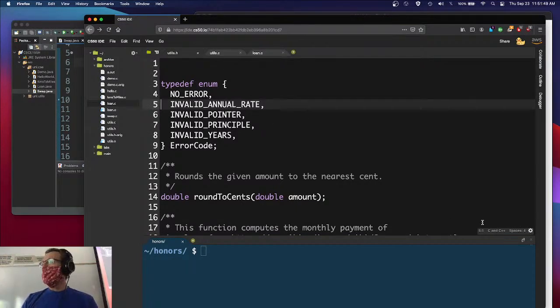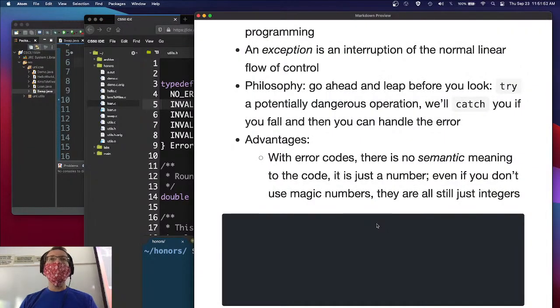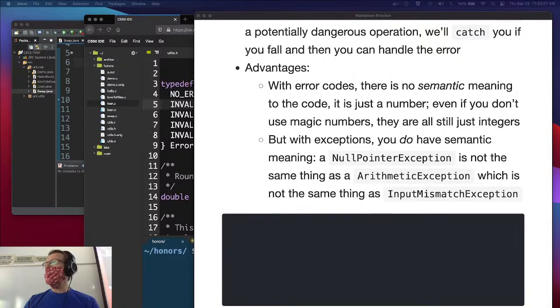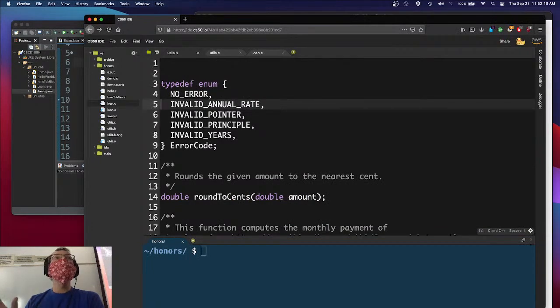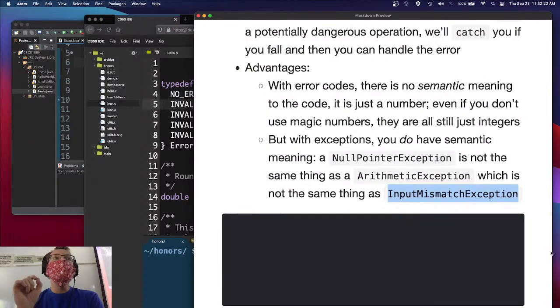But in Java, there is. With exceptions, you do have a semantic meaning. And what I mean by that is, let me give you some examples that you've probably seen before. Null pointer exception, arithmetic exception, input mismatch exception. These are actual built-in types that are completely different. Over here, these are all the same types. They're all integers, just different values. Here in Java, these are actual different types.